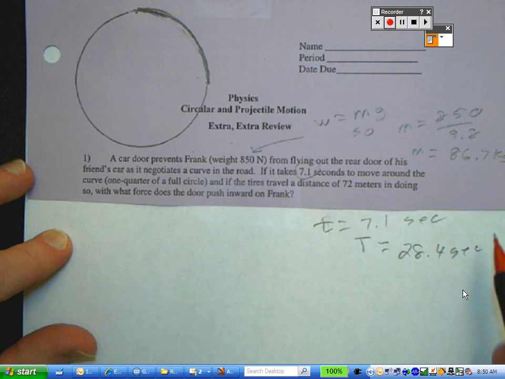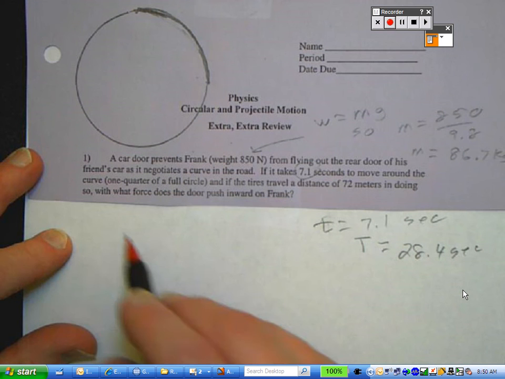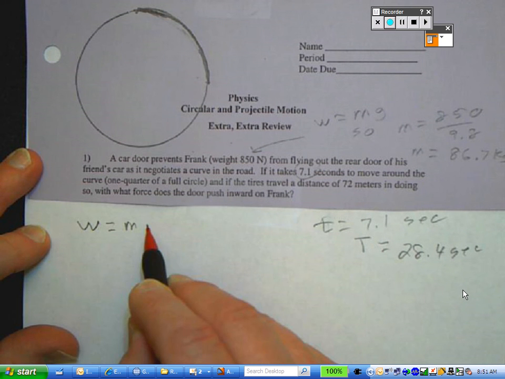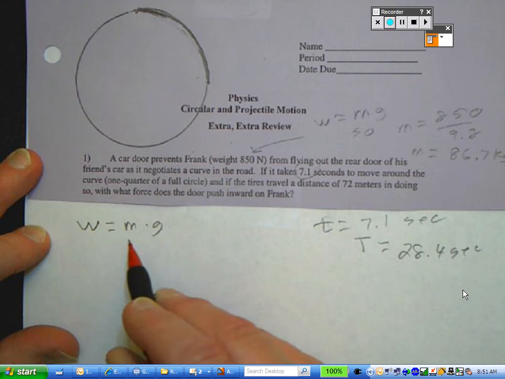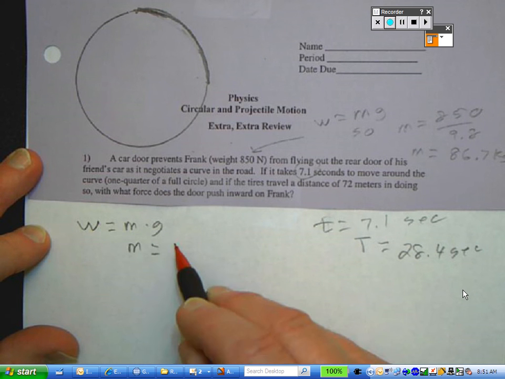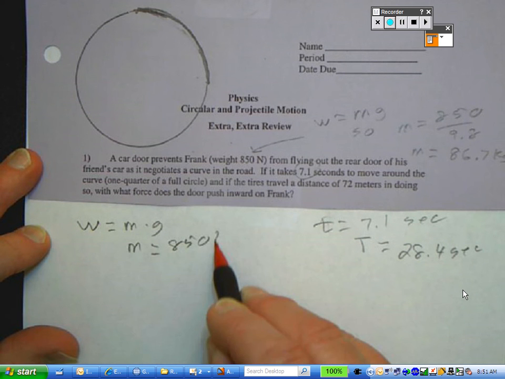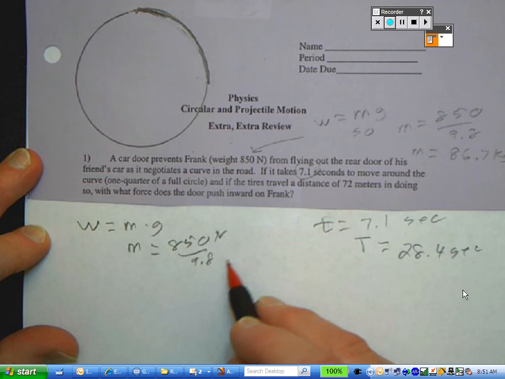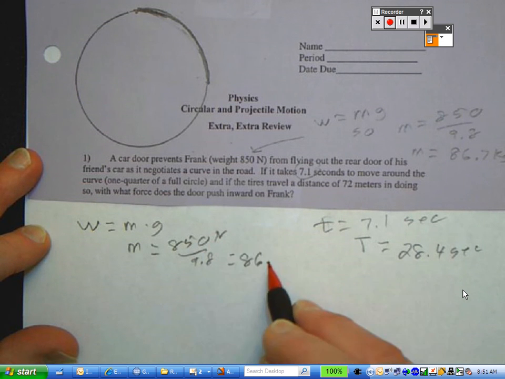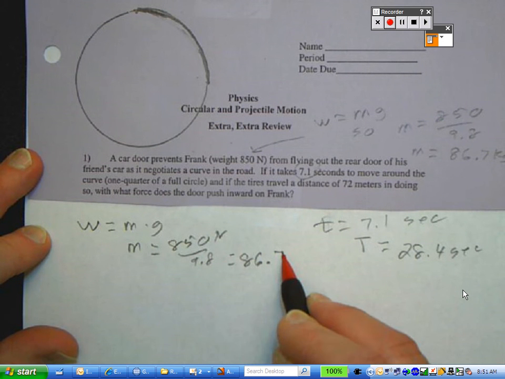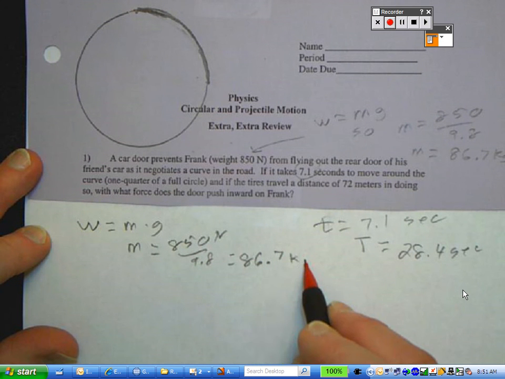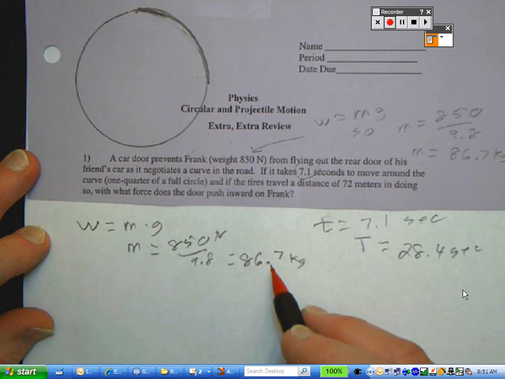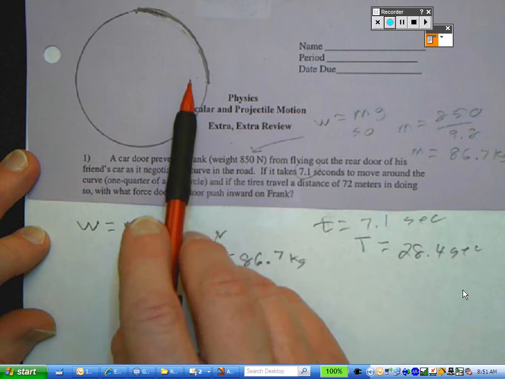Now notice another thing. The weight is 850 newtons. Now remember, weight isn't used in this formula. Weight is mass times the acceleration of gravity. So mass is going to be his weight, 850 newtons, divided by 9.8 meters per second squared, and that should give you a mass of 86.7 kilograms, approximately.